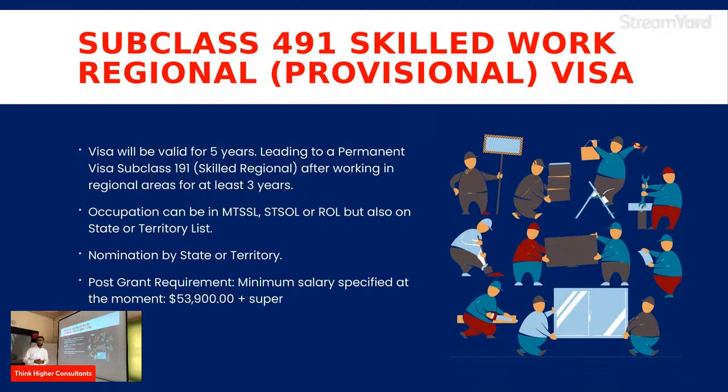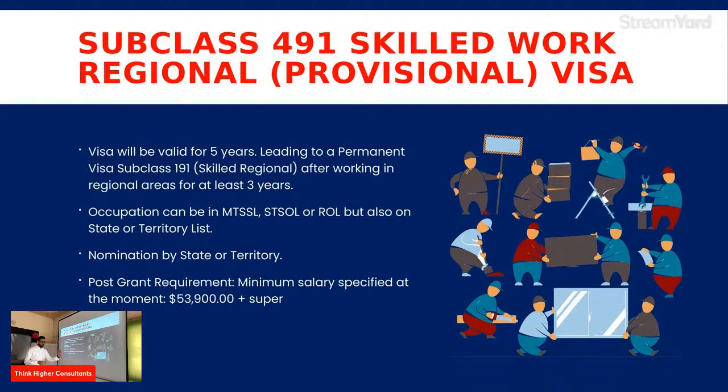Again, 491 is a state sponsored visa, so you must be nominated by a state or territory. Now, there is a difference between state and territory. Everybody knows that there are several states and two main territories, Northern Territory and ACT. ACT is the main capital. The capital city is Canberra, we all know. Just like for Pakistan it is Islamabad, in Australia it's Canberra.